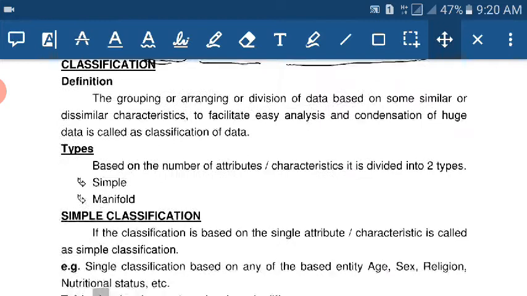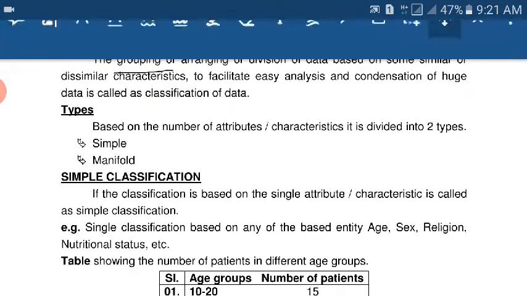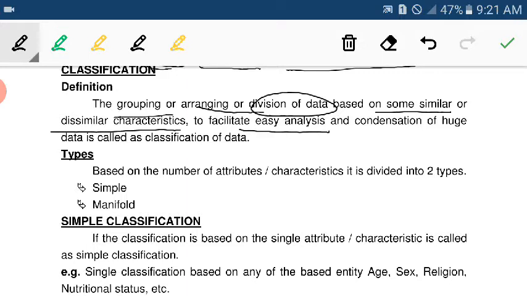What is classification then? Definition: a grouping or arranging or division of data based on some similar or dissimilar characteristics to facilitate easy analysis and the condensation of a huge data is called as a classification of data.